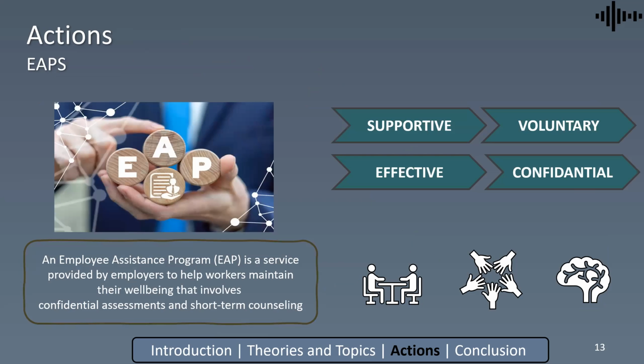Companies should also look into implementing EAPs. EAPs are employee assistance programs, a service provided by employers to help workers maintain their well-being that involves confidential assessments and short-term counseling. These programs are supportive, voluntary, effective, and confidential. Some advantages of EAPs are that they reduce stress and anxiety and also provide motivation, help, and counseling to employees. They also increase employee satisfaction with firms who value mental health and employee welfare.